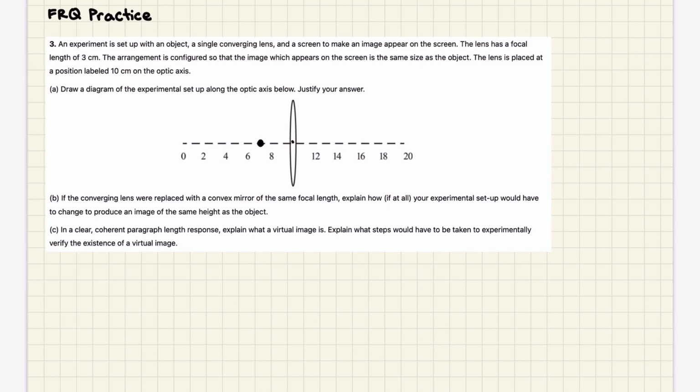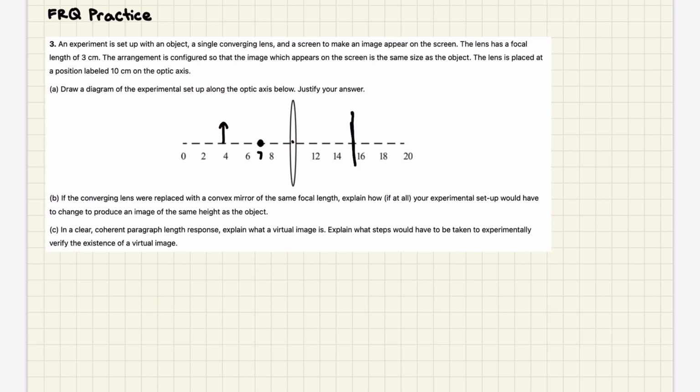Now, what we also know is that the screen is back here somewhere, and that the object is going to be somewhere over here. We know that if it has to be the exact same size as the original object, it has to be exactly the focal length away from the focal point. So if this is at 7, this is going to be at 4. Now, if you want an exact value of where the screen should be, it's going to be approximately 16.